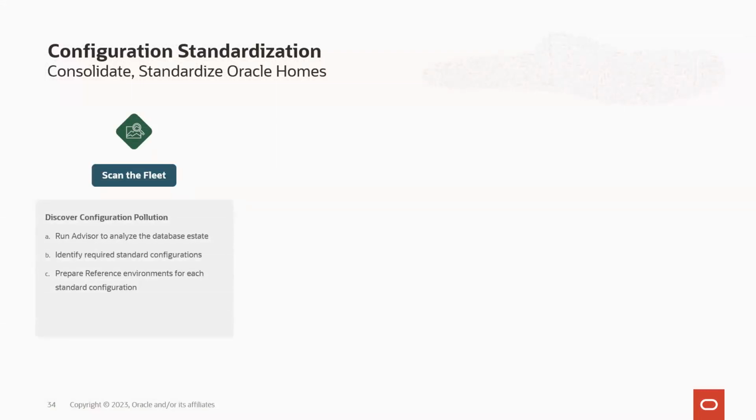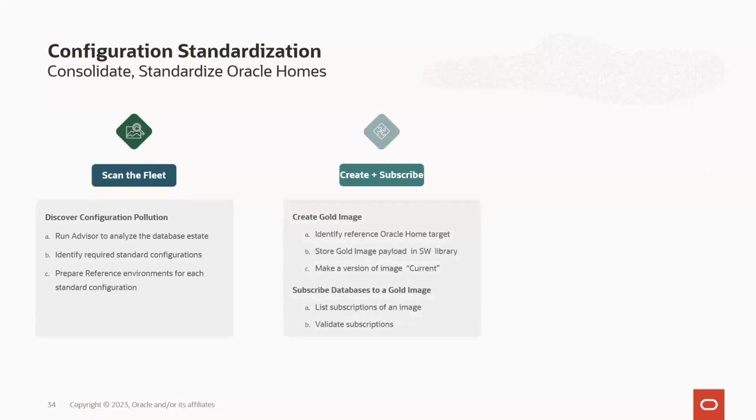As mentioned earlier, scan your data center to identify configuration pollution, run the advisor to analyze the database assets, identify the required standard configuration, and based on the recommendations, prepare a reference environment for each standard configuration. Once you know the well-known configurations you want to standardize on, the next logical step is to create a gold image for each configuration.